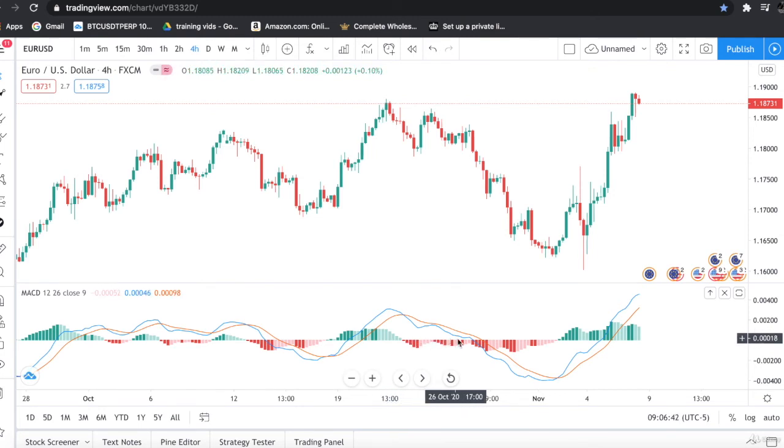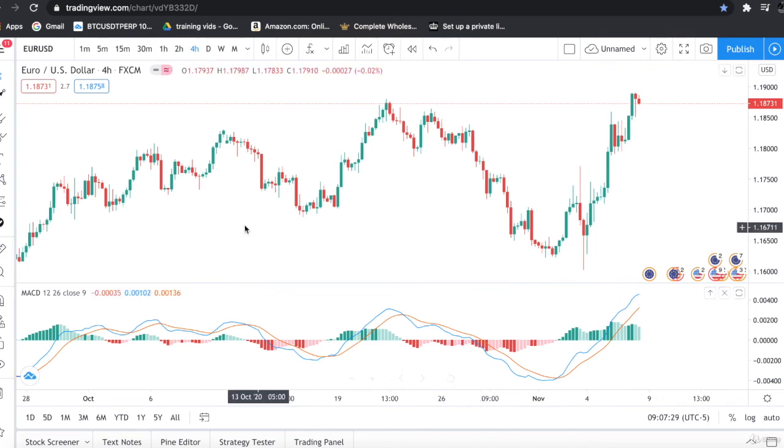You have to keep the eyes on the histogram. The darker the histogram is, it means that there is a strong buying or selling activity. If the histogram turns lighter or transparent, it means that the buying or selling activity is gradually decreasing. You have to keep an eye on it.